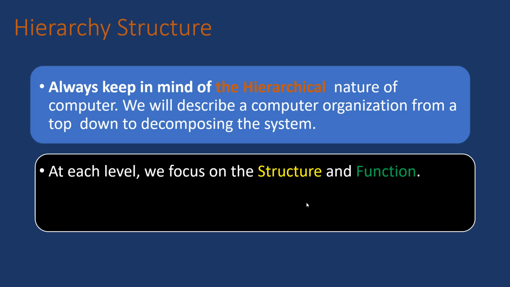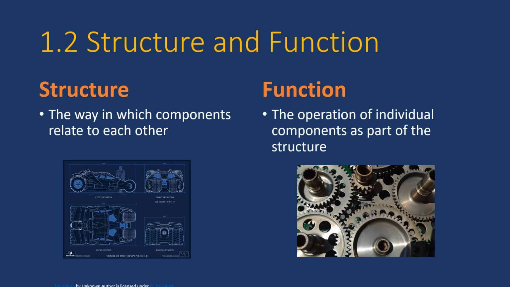During this class, you need to always keep in mind the hierarchical nature of the computer. We will describe a computer organization top-down, decomposing the system layer by layer. And at each level, we are going to focus on structure and function. So always keep in mind that structure and function go together. What is structure? Structure is the way in which components relate to each other, how they are designed and put together. And function is the operation of these individual components as part of the structure.